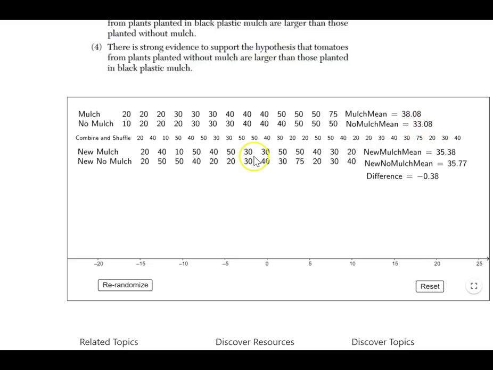So what they would do is then put the tomatoes all back together in one bunch, re-randomize them into 2 new groups, so new mulch and new no mulch. Find the new averages, which you're seeing over on the right, so 35.38 and 35.77, taking the difference and then plotting a point. So they do this a bunch of times. Okay, and you can see the numbers changing. New mulch versus no new mulch. New averages calculated. New differences calculated.